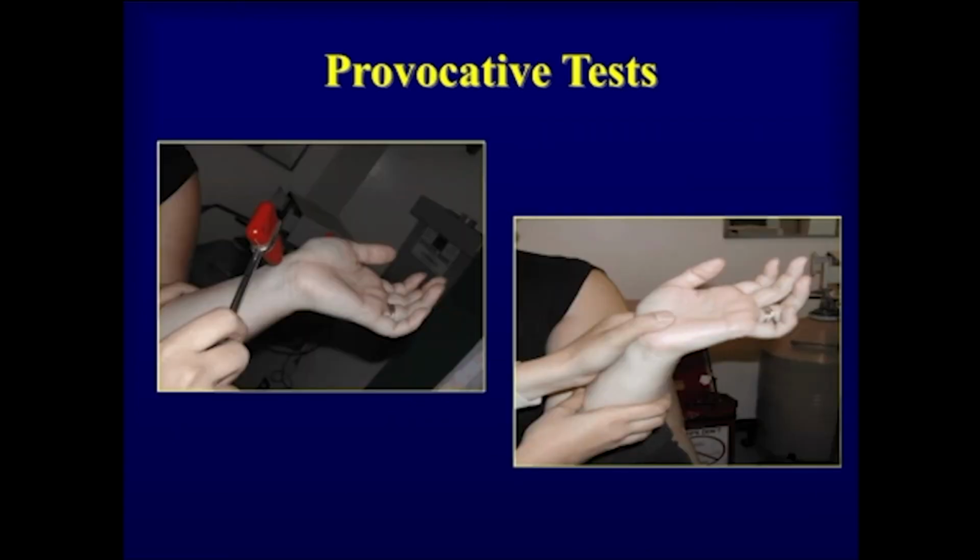There are a number of provocative tests, which I'm sure all my co-speakers will discuss. These provocative tests, I think, are useful for a patient who has episodic symptoms, especially in a situation where the patient presents without symptoms in the examining room, but you can reproduce the symptoms either by percussing over the nerve, which we call a Tinel sign, or by narrowing the canal, as we're doing here on the right, by putting the wrist into extension and compressing the carpal canal ligament.